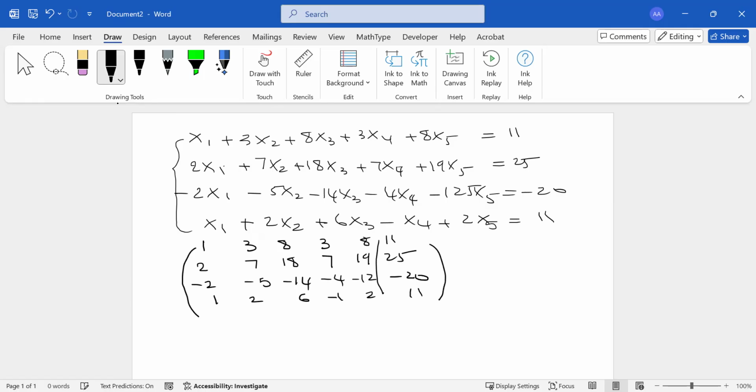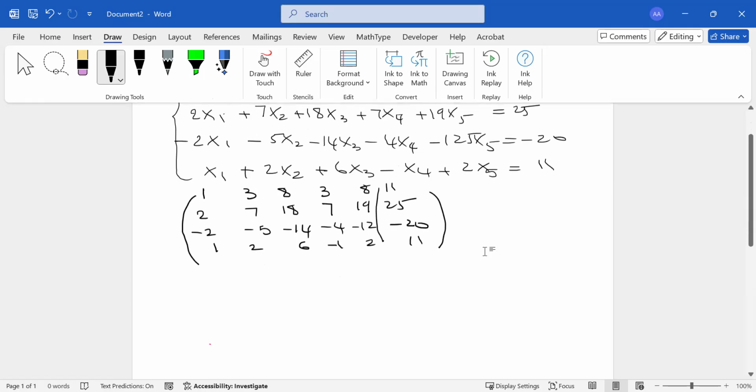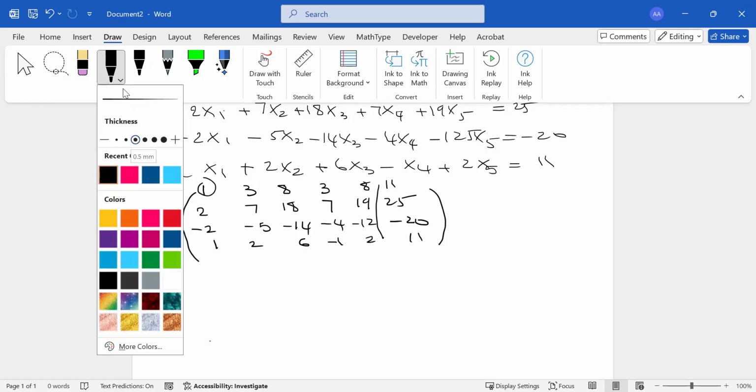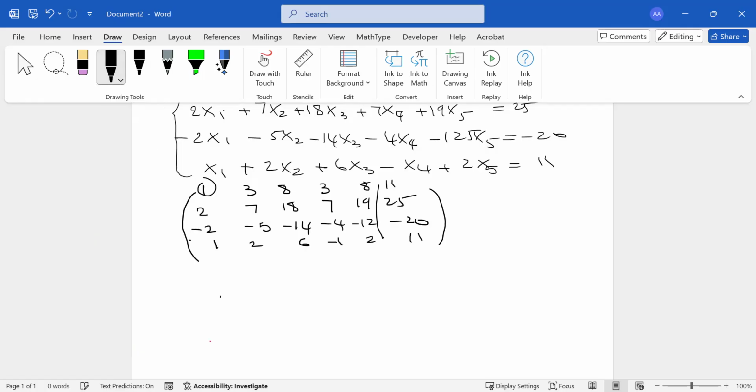All right, so we're going to do our best to get the reduced row echelon form, right? I think by now you guys know how to do it. So we're going to take this one as our pivot. We're going to rewrite the first row: 1, 3, 8, 3, 8, and then 11.